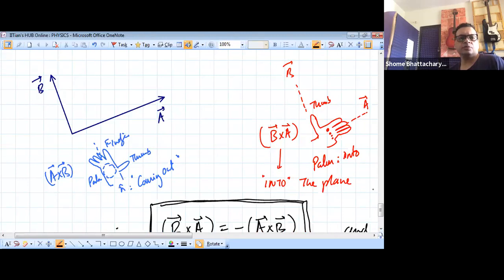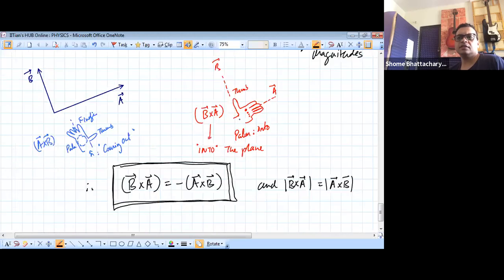Figure that it should be going into the plane. Place your right hand like this. You see that you're looking at the knuckles. Place your thumb up like this and your fingers like this. Your palm is pointing into the plane. Right hand thumb. Don't use a left hand. Is it clear, Anil?